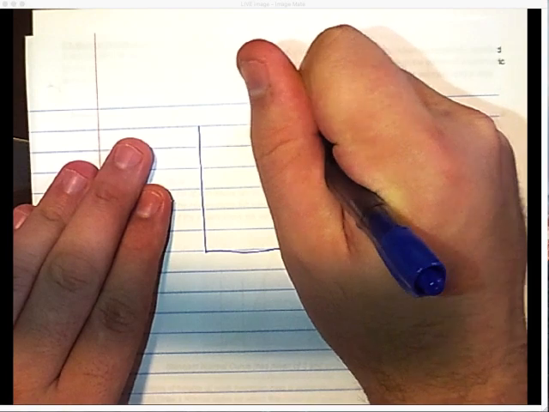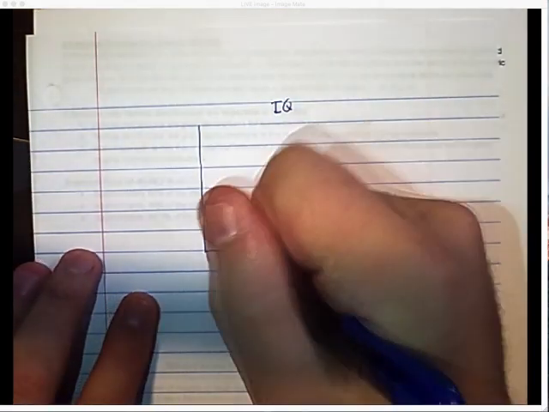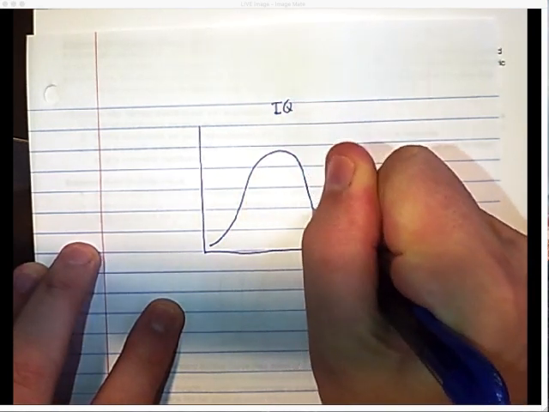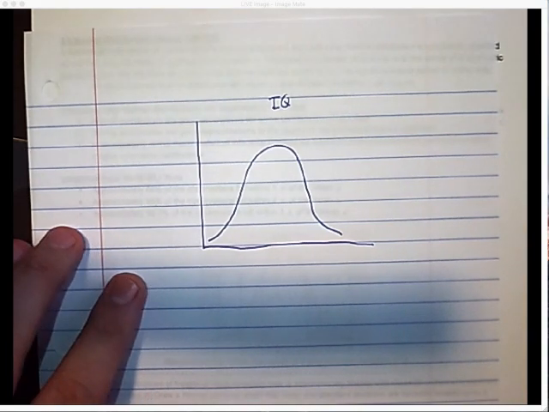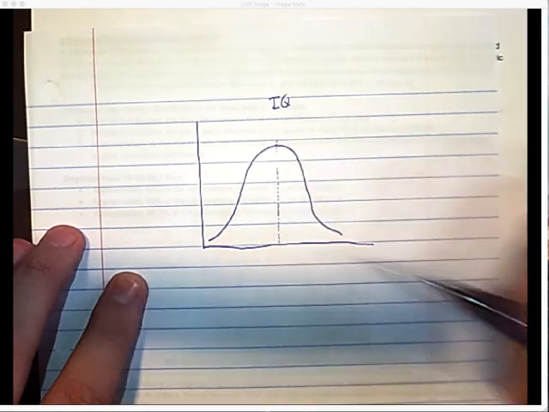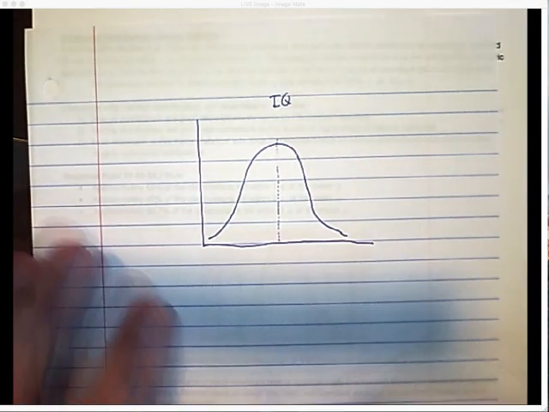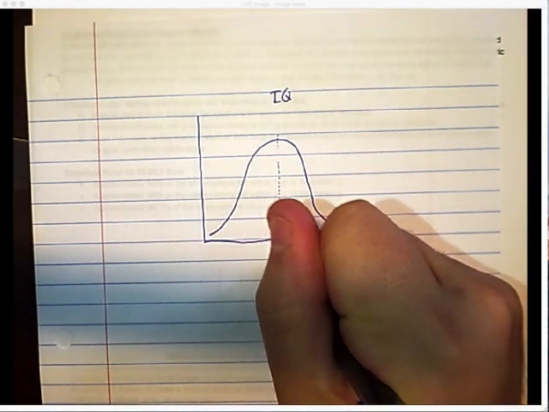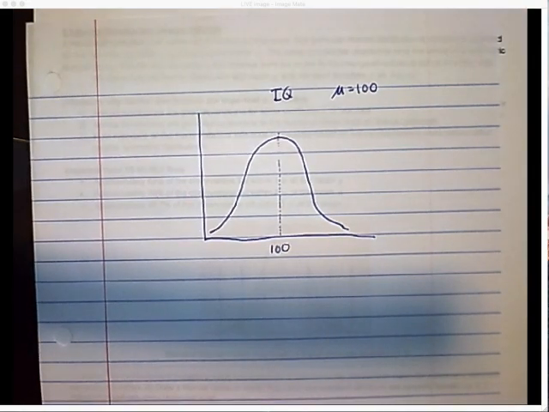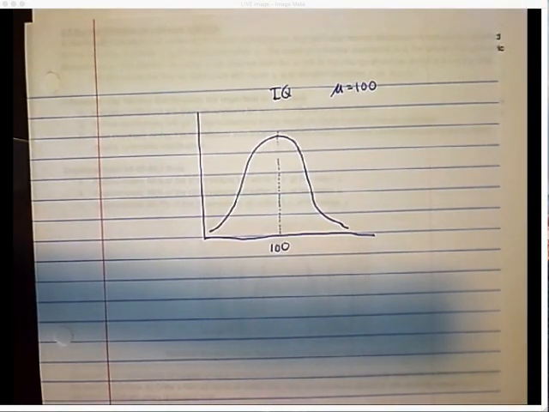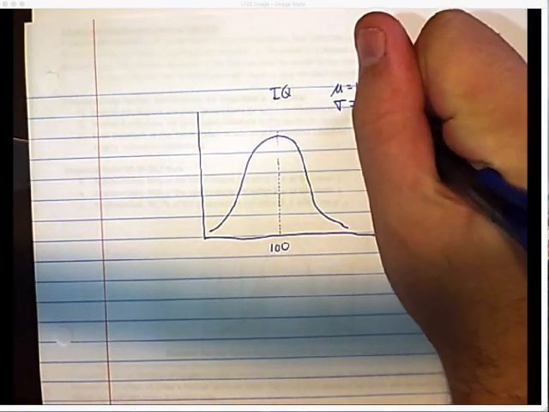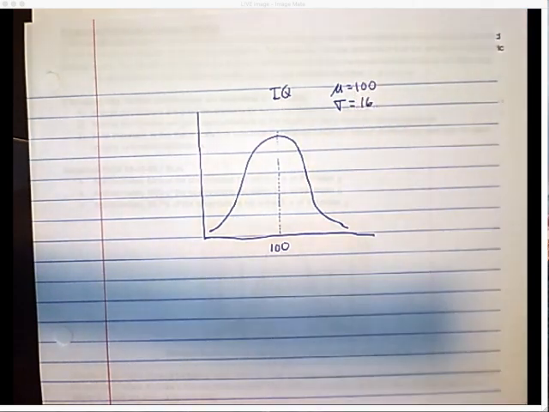So let's say we want to think about IQ, the variable IQ. For IQ, the mean IQ for people falls right down the center of that symmetric normal distribution. The mean is 100, so the mean goes down the center. So 100 points is the mean. Now, we also know for IQ that the standard deviation is about 16 points.